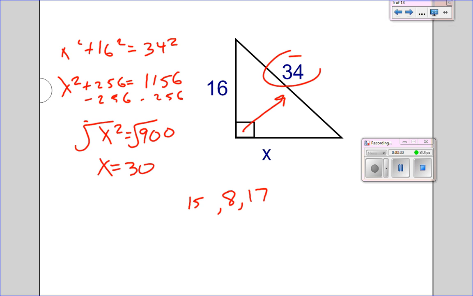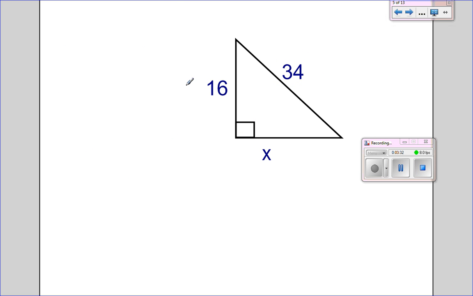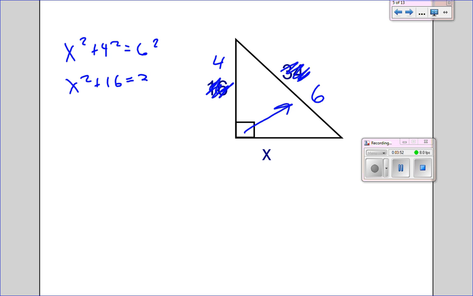Before we move on to that, I want to actually change these numbers up and look at a different property here. So let's say that instead of 34 over here, this is 6 and this is 4. So once again, identify your hypotenuse as 6. So x squared plus 4 squared equals 6 squared. X squared plus 16 equals 36. And how do you move a 16? Subtract it, so x squared equals 20.